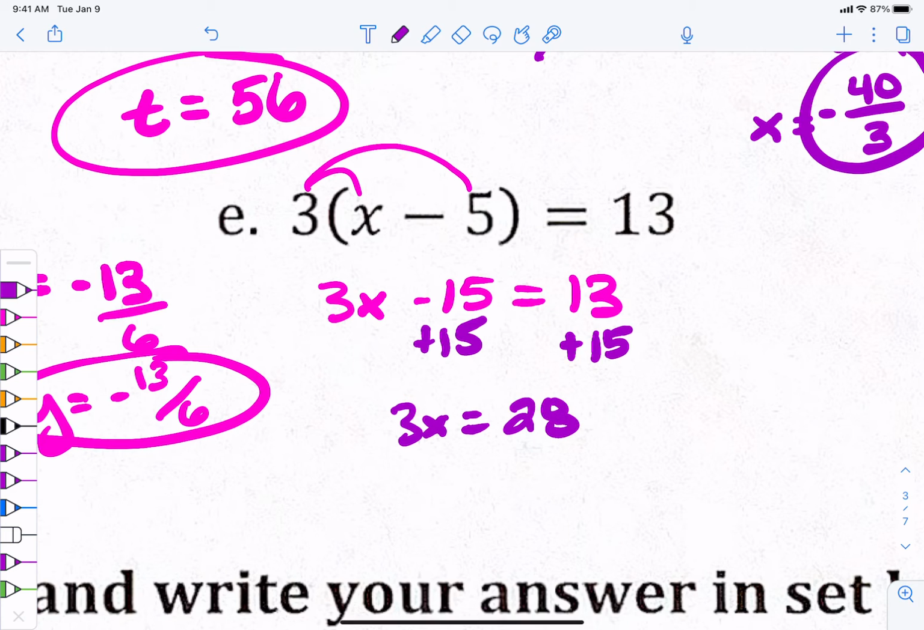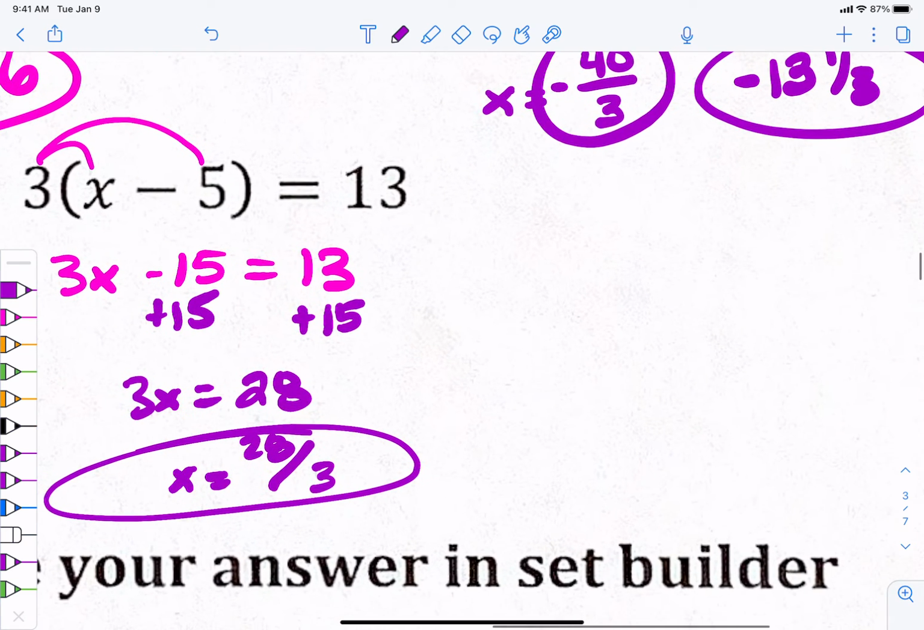3x equals 28. X equals 28 over 3. Can you divide that in your head? How many times does 3 go into 28? 9. 9 with how many remainder? 1. 1/3. Can we just leave it like that? You can leave it as 28 over 3.